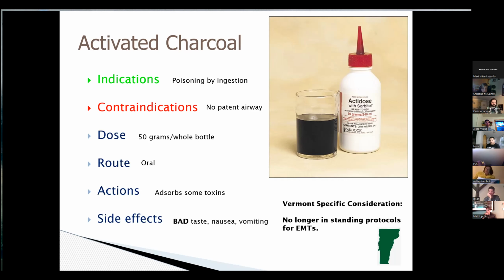There are plenty of things that are going to be an issue for us to even give them the medication. And we need to spend our time focusing on airway, breathing, and circulation management. We used to have this in our protocol, but Vermont says, you know what, the amount of times we use it was not beneficial to the outcomes.